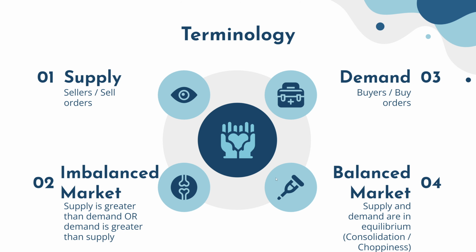All right. So a little terminology before we get deeper into it. Supply is just sellers or sell orders, right? An imbalanced market is where supply is greater than demand or demand is greater than supply. This is what actually causes price to move, right? Demand is just buyers or buy orders, and a balanced market is where supply and demand are in equilibrium, right? This is going to be just your consolidation phases or choppiness. There's nothing going on, no upside, no downside. You're just trading in a range. That means that supply and demand are in equilibrium.